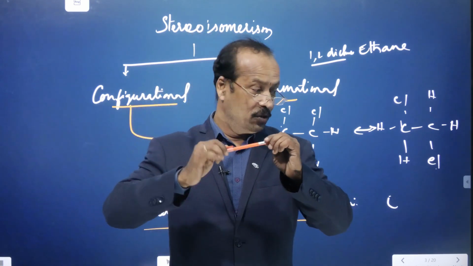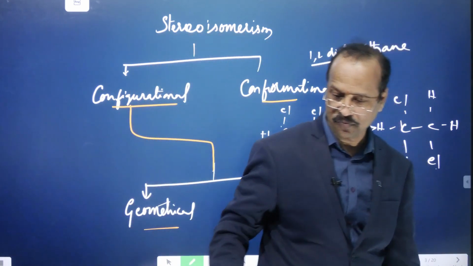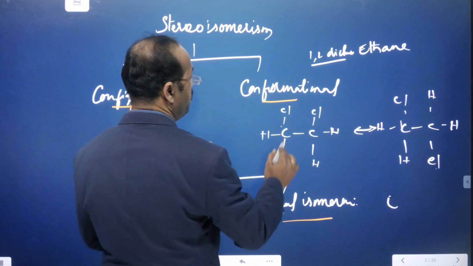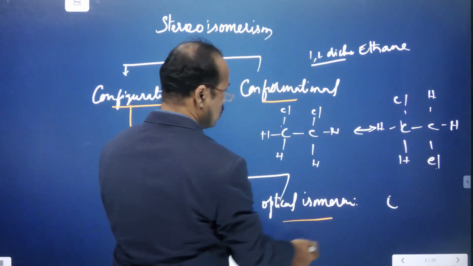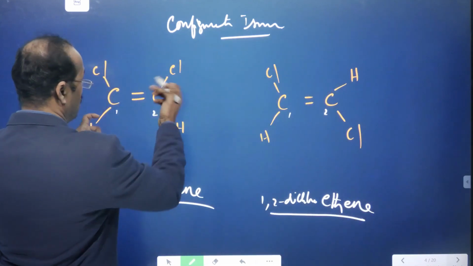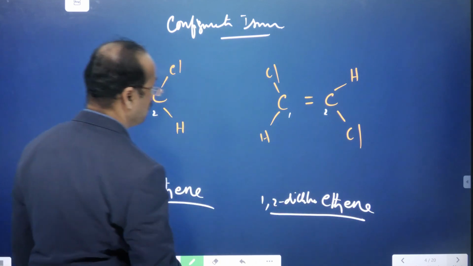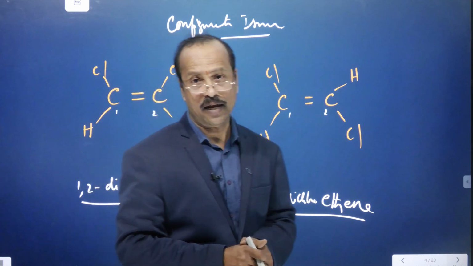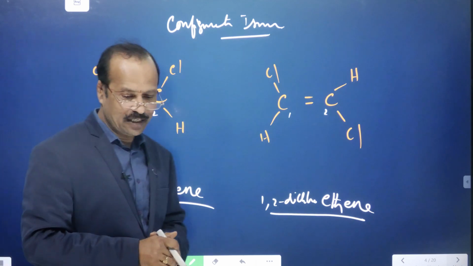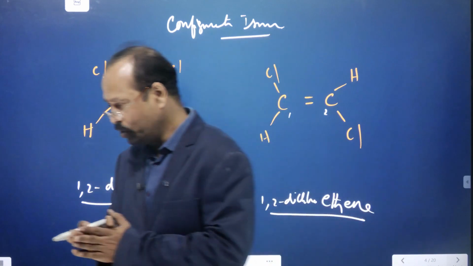If a double bond is there, can you rotate? It is not possible. So that is configurational isomerism. Did you understand the difference between conformational and configurational? Once again, conformational means easily rotatable, which is possible when there is a single bond. But if there is a double bond, we cannot convert them. The name is the same, 1,2-dichloroethene, but these two are not interconvertible. Such isomers are called configurational isomers. Any doubt? Understood? Okay.